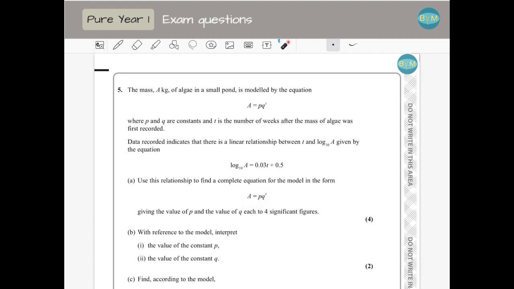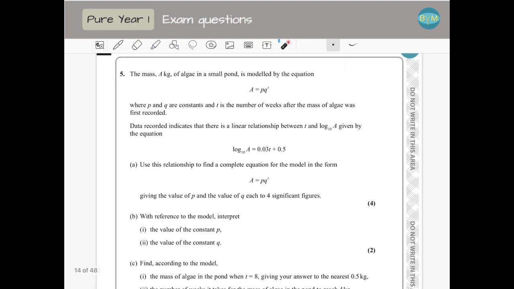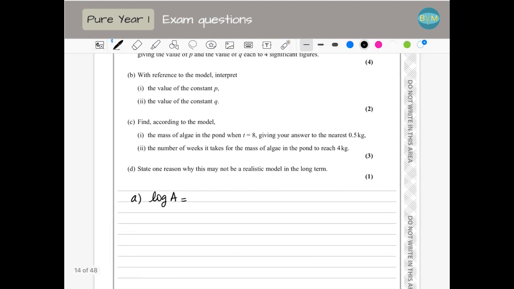So we have a connection between T and log A, and we need a connection between A and T. What we are going to do is work with this equation, removing the log. Let me write it here again. I have log A, I'm not going to write the 10 because the base is 10, equals 0.03t plus 0.5. This means that A is going to be 10, my base, to the power 0.03t plus 0.5.